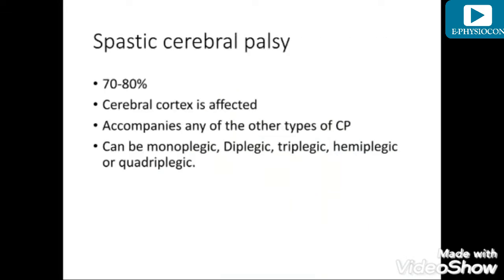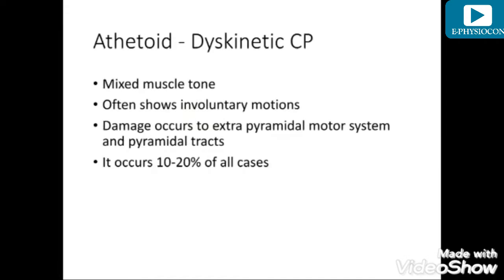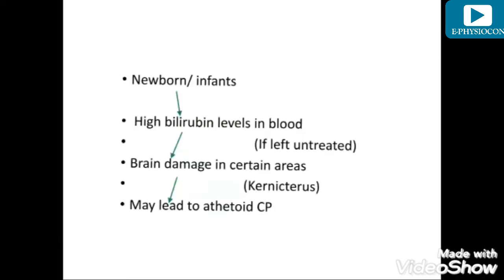Spastic cerebral palsy is 70 to 80% of the total cerebral palsy cases. The cerebral cortex is affected; it accompanies any of the other types of cerebral palsy and can be monoplegic, diplegic, triplegic, hemiplegic or quadriplegic. Athetoid or dyskinetic cerebral palsy has mixed muscle tone and often shows involuntary motions. Damage occurs to the extrapyramidal motor system and pyramidal tracts. It occurs in 10 to 20% of all cases. Newborns or infants may have high bilirubin level in blood, and if left untreated, brain damage in certain areas may be caused, and that may lead to athetoid CP.